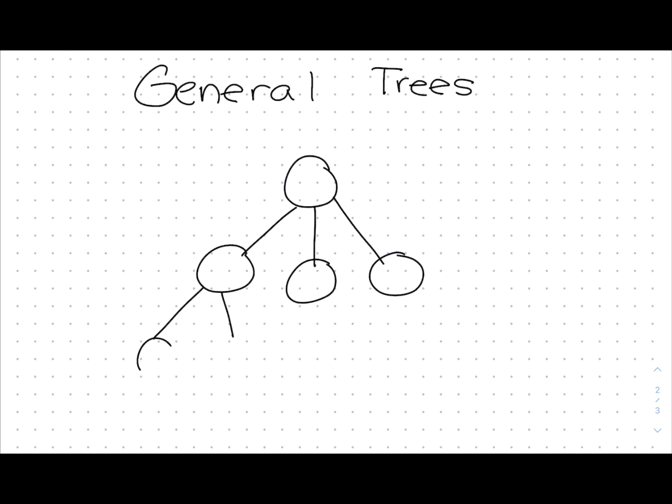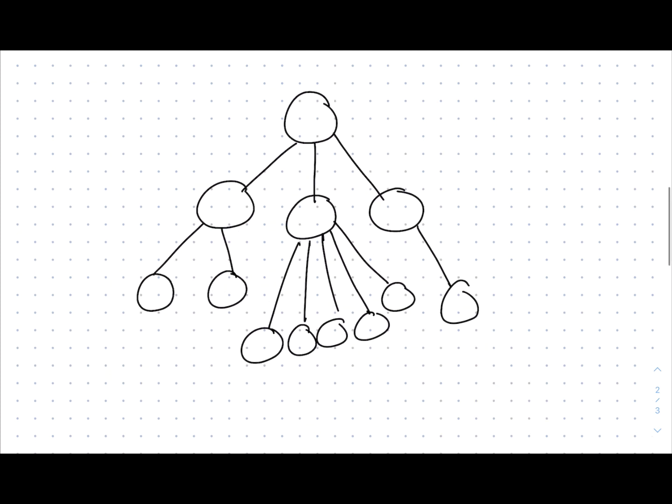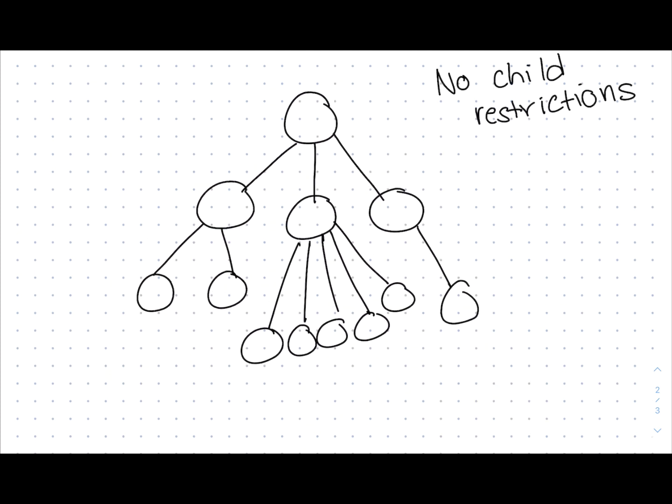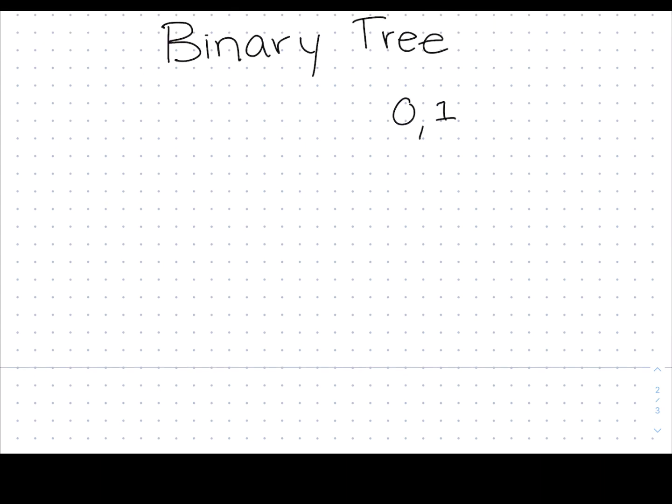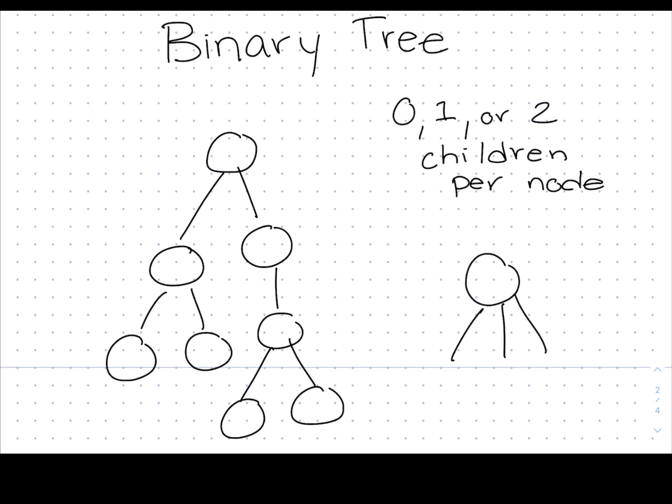General trees have no restrictions on the number of elements or the number of children nodes that each node could have. That means that each node could have 5 children, 100 children, 1 child, or no children. All of this is okay. A binary tree can only have 0, 1, or 2 children per node. This means that binary trees generally look something like this. We cannot have any node which has more than 2 children.